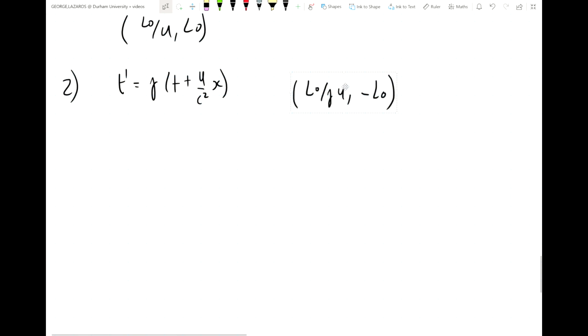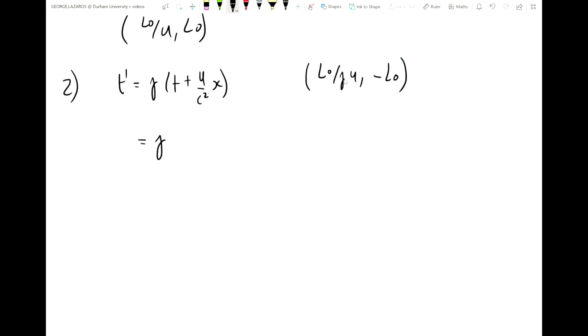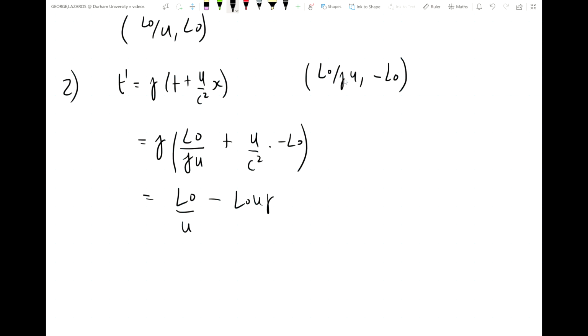So for frame B, we can work out t' by simply plugging this in. So we have γ(L0 over γu plus u over c² times minus L0), which gives us L0 over u minus L0 u γ over c². That's the transformed time coordinate.